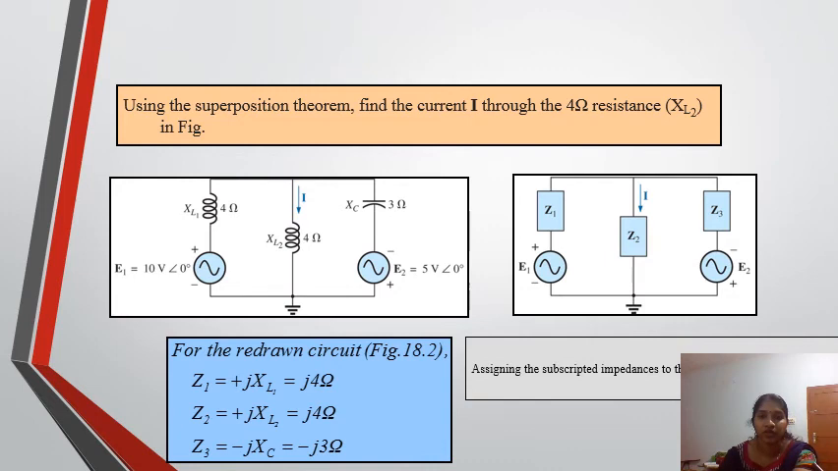So redraw the circuit with Z1, Z2 and Z3, where Z1 is jXL1, Z2 is jXL2 and Z3 is minus jXC. These are the impedances, capacitive and inductive. Inductive impedance is j4 ohm and capacitive impedance is minus j3 ohm.